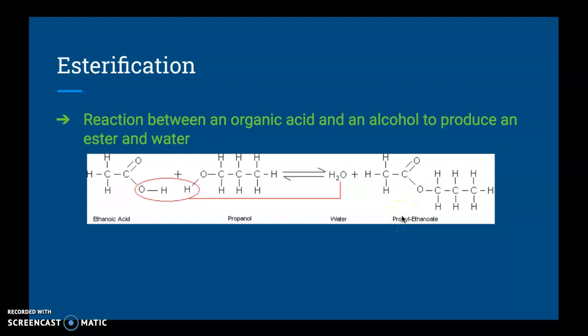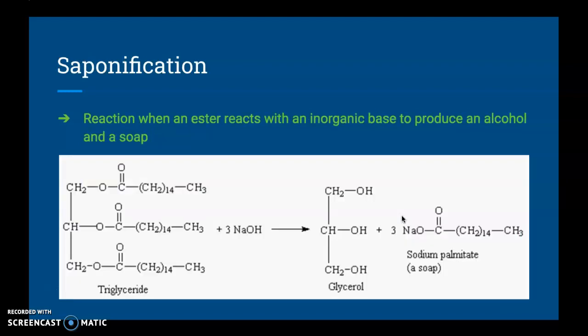So this builds all on the functional groups we talked about yesterday. Next one we have saponification, so how we make soap. This is a reaction when an ester reacts with an inorganic base to produce an alcohol and a soap. Inorganic base meaning some sort of a metal with OH. So in this case, we have NaOH.